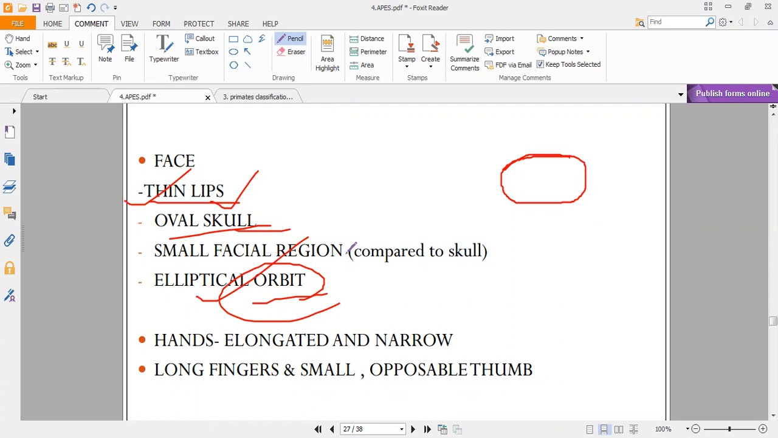And we have again observed hands in all the apes. They are again elongated and narrow. Hands are long and narrow. Fingers also long and small, and they have opposable thumb.